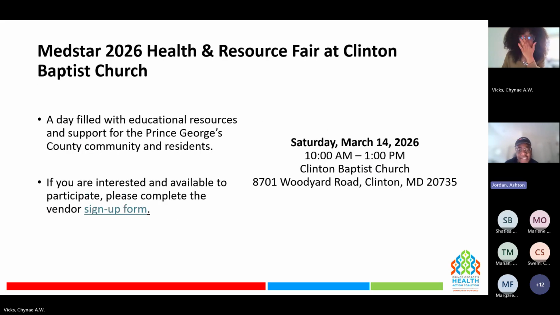A few more announcements here. The MedStar 2026 Health and Resource Fair. So please save the date and join the MedStar Southern Maryland Hospital Center in Clinton Baptist Church for a day filled with educational resources and support at their Health and Resource Fair. Saturday, March 14th from 10 a.m. to 1 p.m. at Clinton Baptist Church. If you would like to attend as a vendor, there is a vendor sign-up form hyperlinked on this slide.